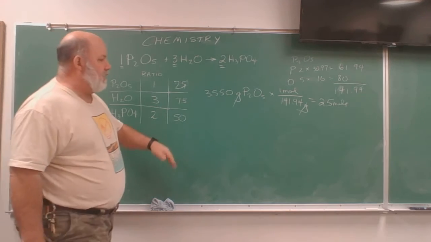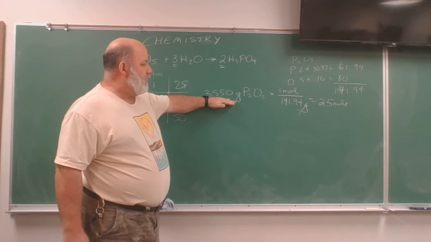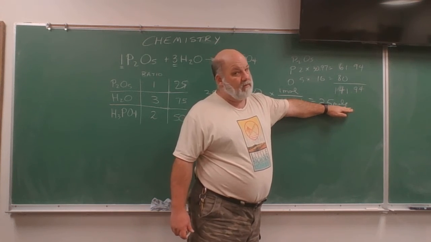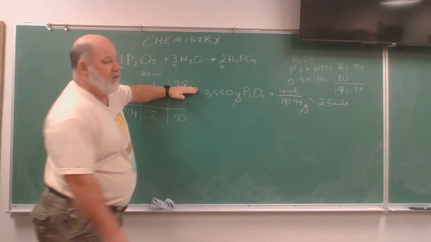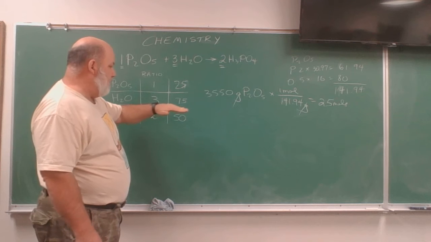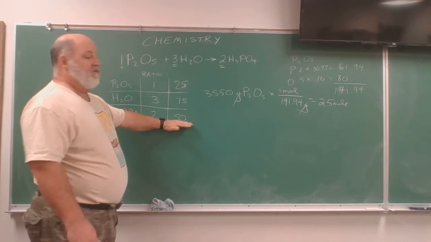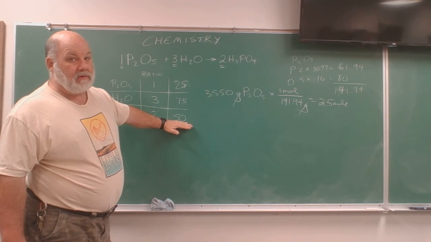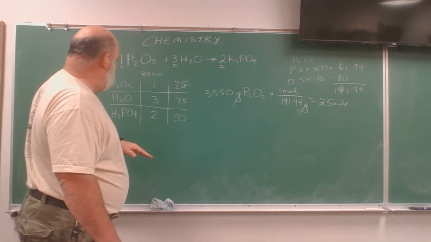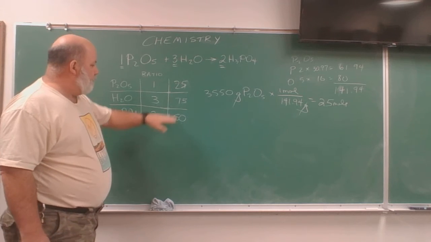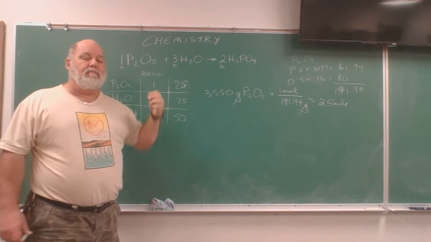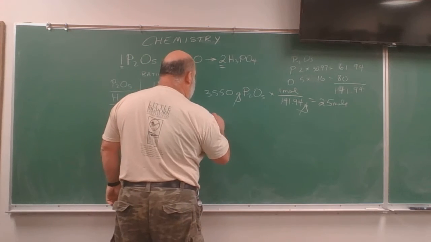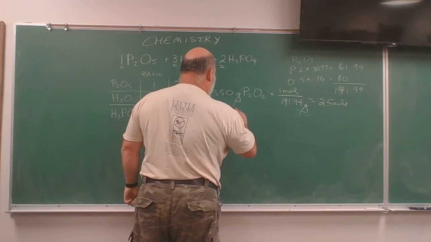Oh, okay, well, we just figured out that 3,550 grams of diphosphorus pentoxide gives you 25 moles of diphosphorus pentoxide. If you have 25 moles of diphosphorus pentoxide, that means you have 75 moles of water, 50 moles of the phosphoric acid. You try keeping all this straight, it's like a jungle gym in my mouth. All right, so they want to know the mass of the water. Well, I have 75 moles of water.